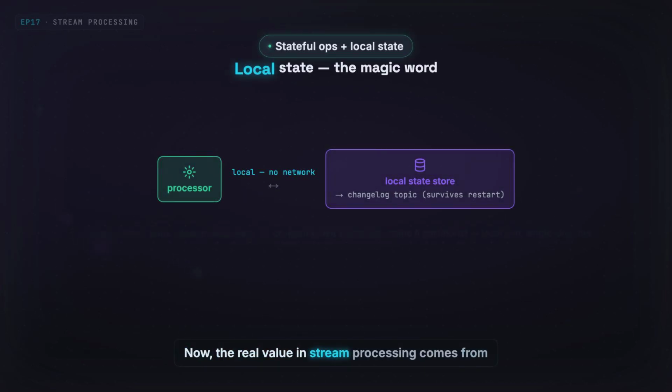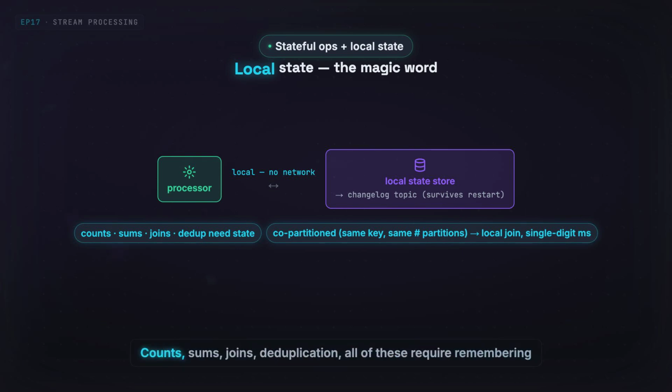Now, the real value in stream processing comes from state. Counts, sums, joins, deduplication. All of these require remembering things across events. So the processing engine keeps a local state store right next to the consumer, often backed by an embedded database and backed up to a changelog topic so it survives restarts. And local is the magic word. Because the state lives right there with your processor, lookups and joins hit local memory or disk, not a network call to a remote database. That's what makes real-time enrichment possible in single-digit milliseconds.